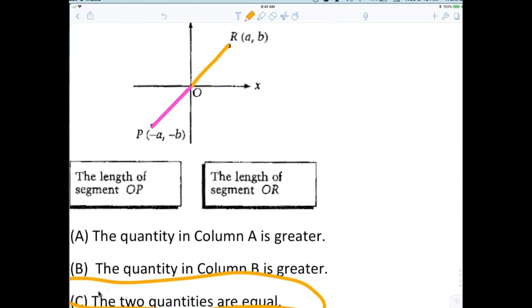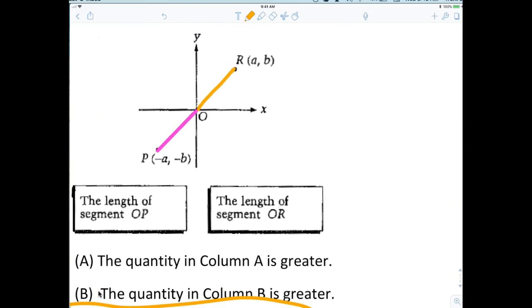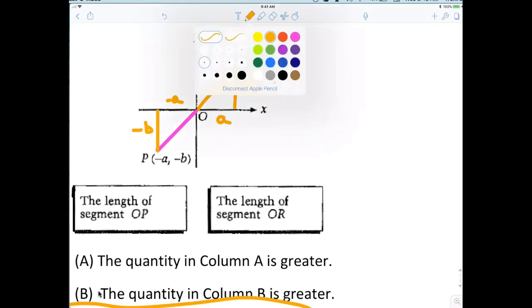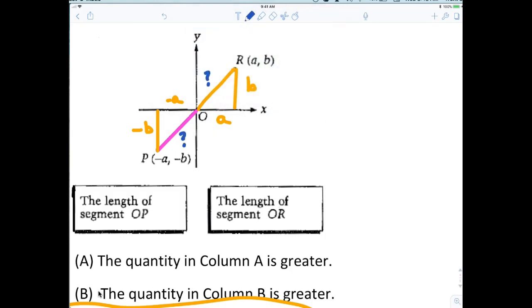Look here, guys. Here's what I want you to do for me. I want you to draw this triangle down here, and I want you to draw this triangle here. Now, this right here is negative A, and this is negative B. Does everybody agree with that? And this here is A, and this is B. Does everybody see that? Now, if I want to find this right there, then I would have to use the Pythagorean theorem. Is everybody with me? A squared plus B squared equals C squared. Because that's a right triangle.